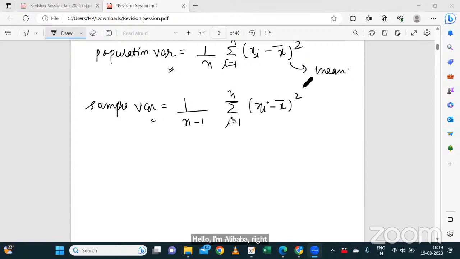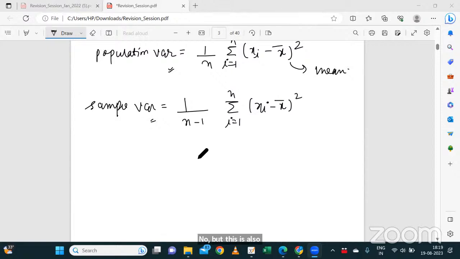Range is not very dependent; not much change will happen if we change any one value. But variance will also be affected by outliers. I will tell you why.